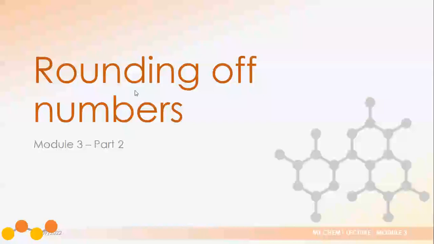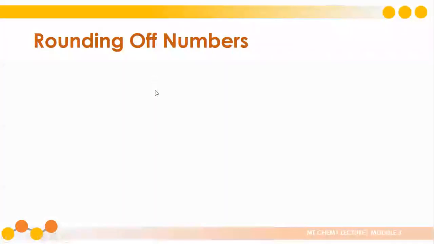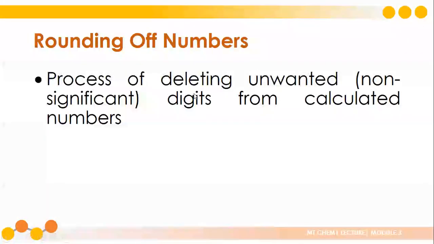Let us now proceed with the next part, which is rounding off numbers. You might be familiar with this one from senior high school, or even elementary, that when you solve something in the calculator and the numbers are too many, you ask your teacher, do we need to round off? Then you round off numbers. Okay, so what is rounding off numbers? This is the process of deleting unwanted or non-significant digits from the calculated numbers. Again, if the answer that you got on the calculator is too long, all you need to do is round it off to a certain significant number.